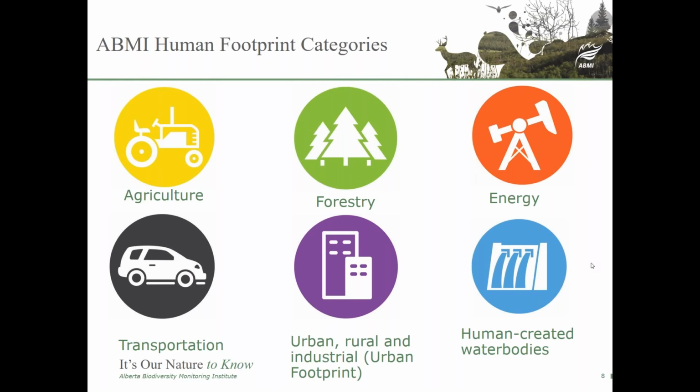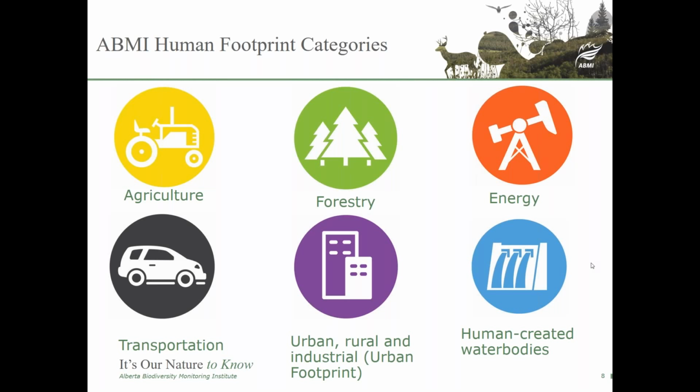ABMI reports on 6 categories of human footprint. So agriculture, which includes annual and perennial cultivation. So that means crops and tame pasture, in addition to confined feeding operations and other high density livestock areas. This also includes forestry footprint, including clear-cut and partial cut logging methods. Energy features such as mines and wells.